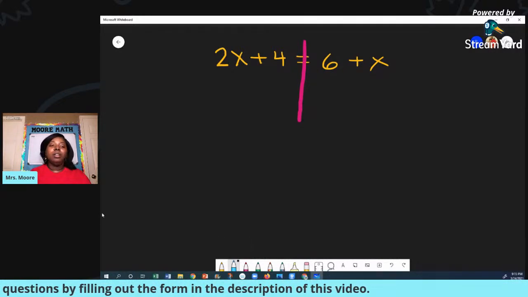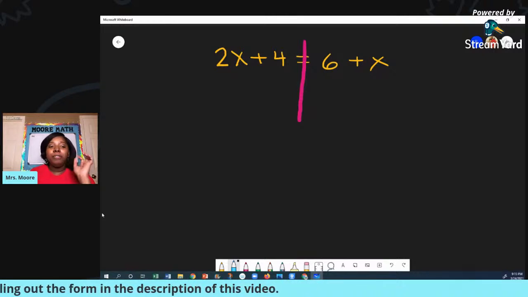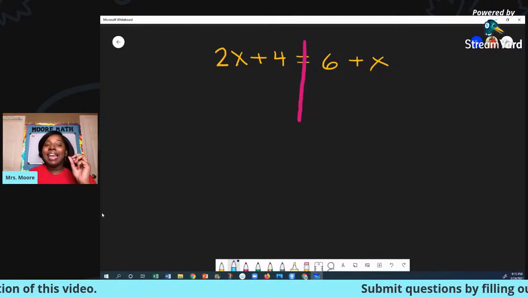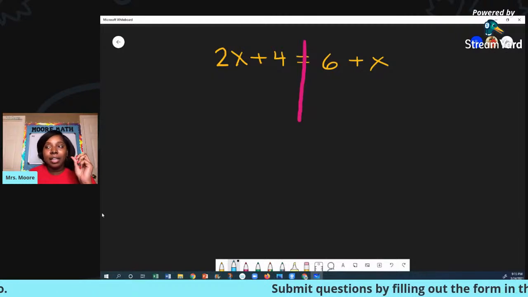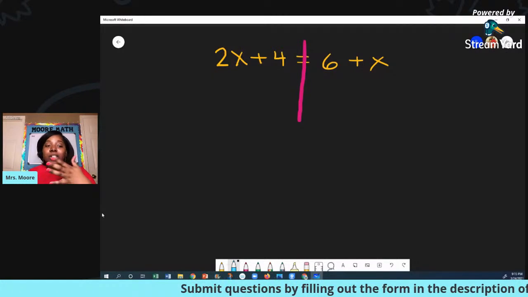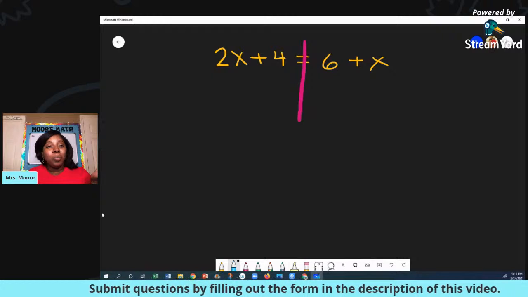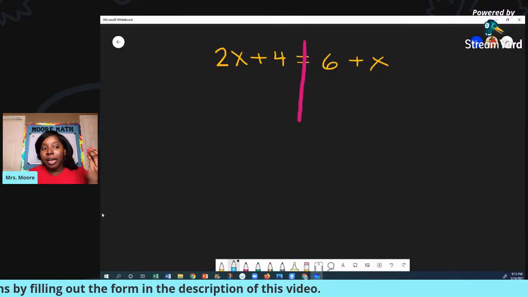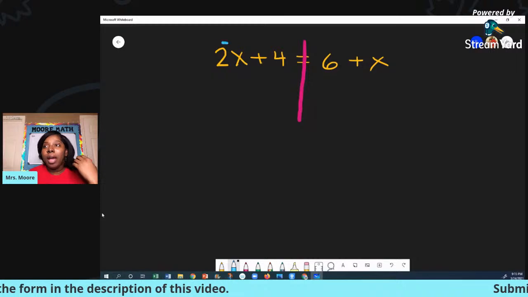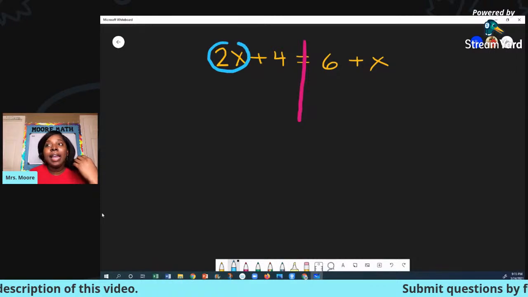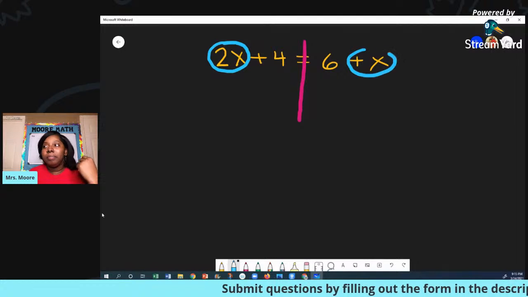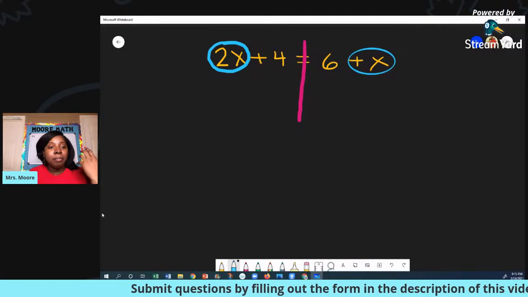All right, so first we need to identify our like terms. I cannot combine an x with just a number. So I can't combine 2x with 4. They are not like terms. Okay, so 2x can, however, be combined with x because they have the same letter.